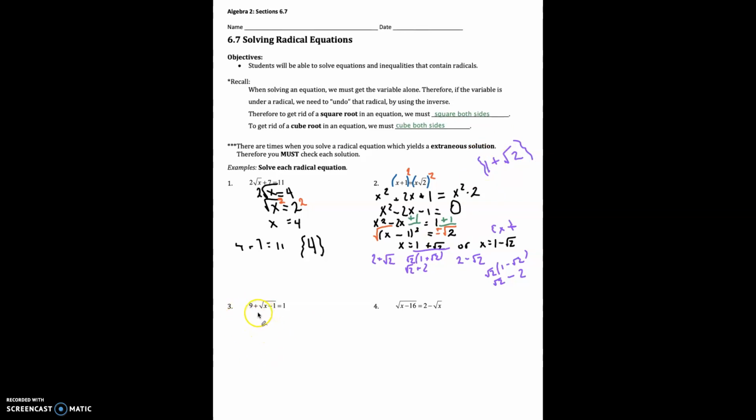So number 3, when we isolate the radical, we have to subtract that 9. So you have a square root equal to a negative 8. Because you have a square root equal to a negative, there's no solution. But you want to be careful because now we're working with things besides just square roots. And if it were the third root equal to a negative, you will have a solution.